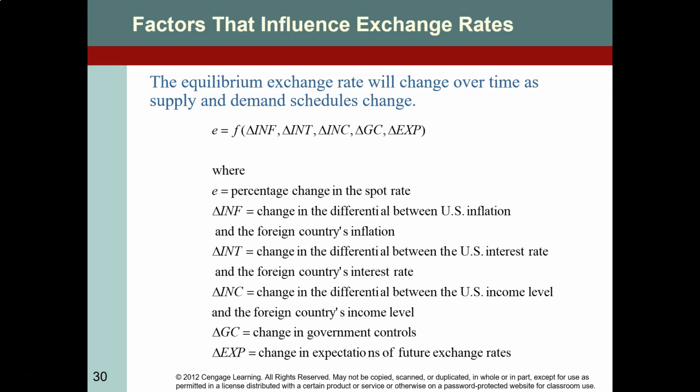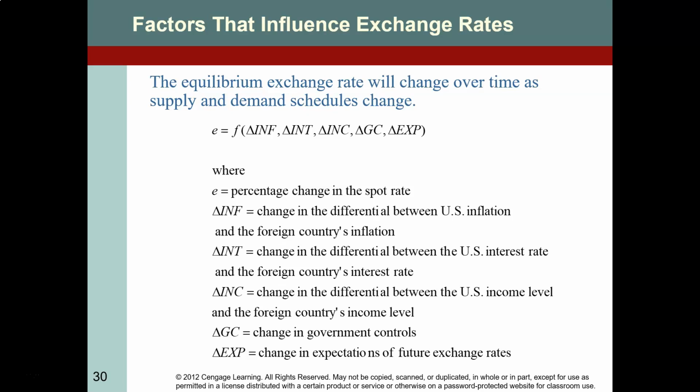Third factor is delta INC, the change in the differential between US income level and the foreign country's income level. Okay, delta inflation, delta interest, delta income. The difference in inflation, interest rate, and income between the two countries could affect the spot rates, exchange rates between the two countries. The fourth factor is delta GC, government control, changing government controls.